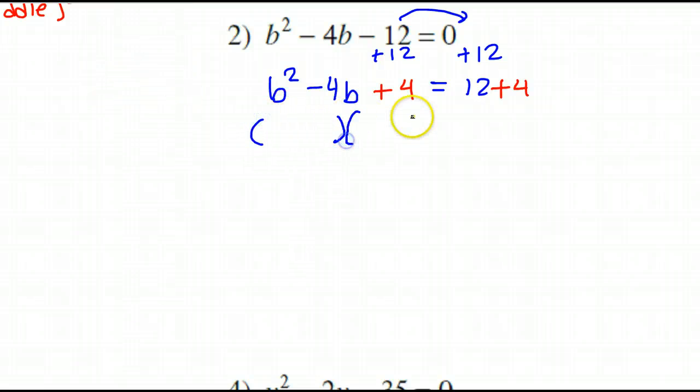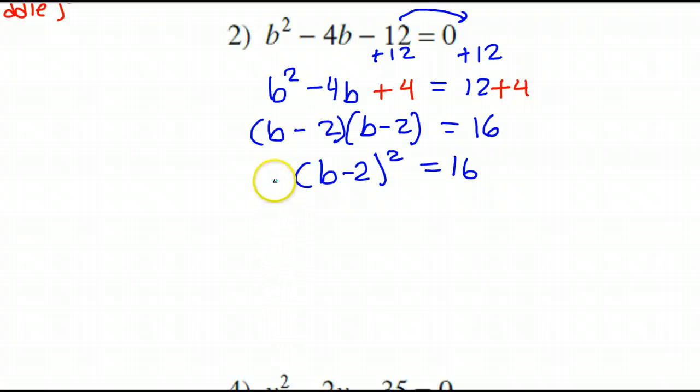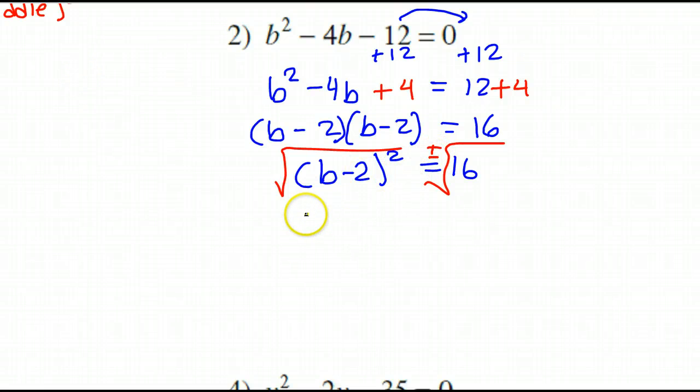Alright, then I can factor it. And this should factor as the same thing twice, which makes it easy to factor because we know it'll be b minus 2, b minus 2. It takes a little bit less thought when you know it's the same thing twice. Okay, which allows us to write b minus 2 squared is equal to 16. Alright, time to take the square root of both sides. Don't forget your plus or minus. Okay, so I have b minus 2 equals plus or minus. Now 16 is a perfect square, so this becomes plus or minus 4.